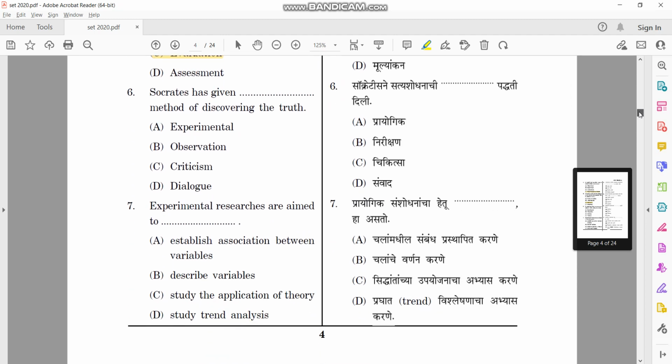Next question is, Socrates has given dash method of discovering the truth: experimental, observation, criticism, and dialogue. So, the correct answer is dialogue. Experimental research is aimed to dash. Options are establish association between variables, describe variables, study of the application of theory, study trend analysis. So here our correct option is study the application of theory.